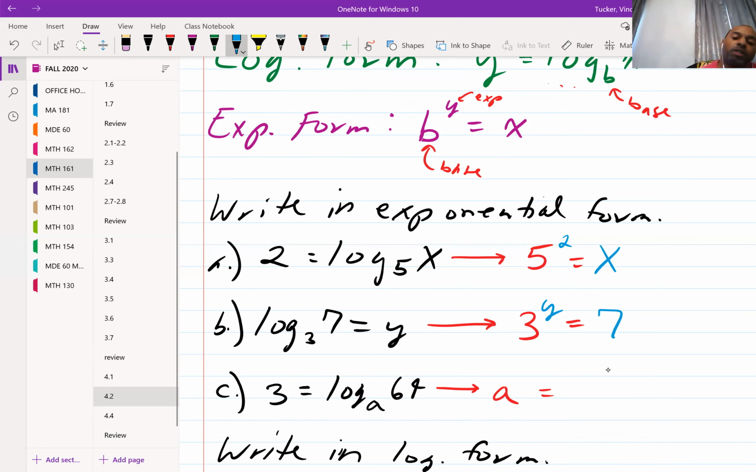Then in the next one, a is my base, and since it's next to 64 over here, it will not be next to 64 in my other relationship, so that'll be a to the third power equal to 64. All right, any questions on that?